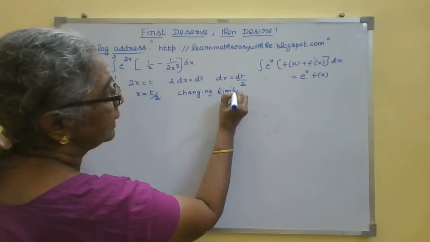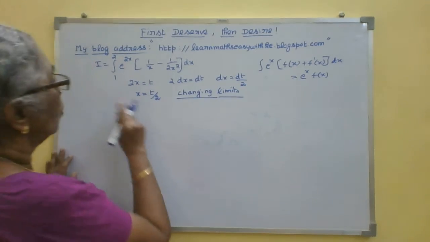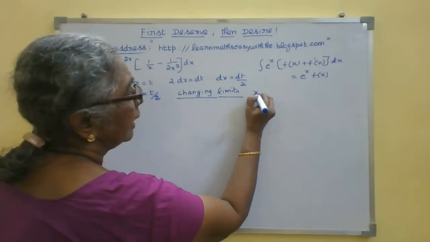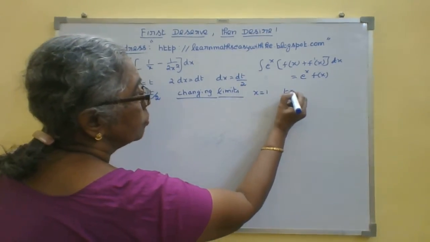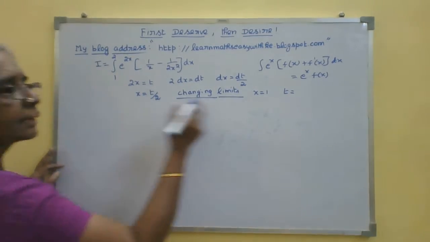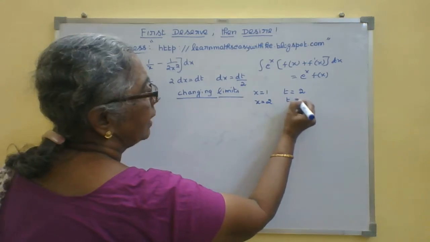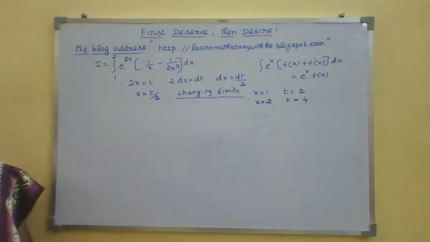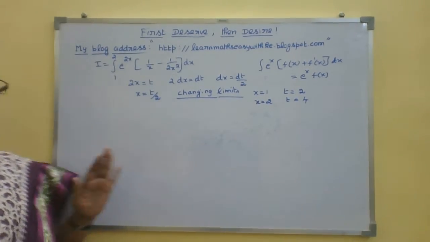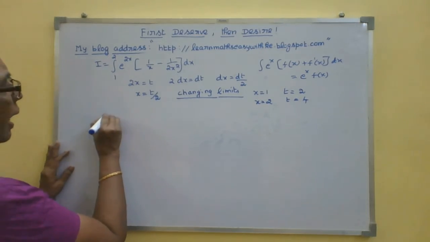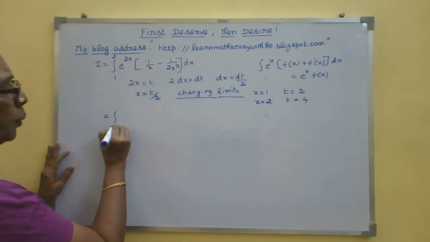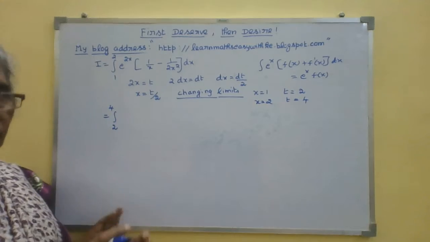Changing limits. Now what is the lower limit of x? X is equal to 1. So your t will be 2x. So that will be 2. When x is equal to 2, t will be 4. So you got the new limits of t now, right? So now let me write my I is equal to integral 2 to 4. These are the limits of t.